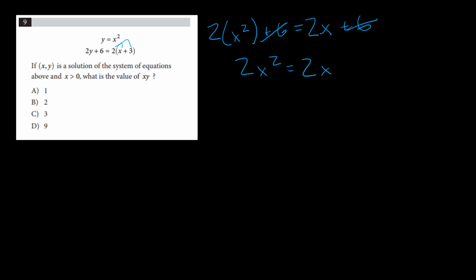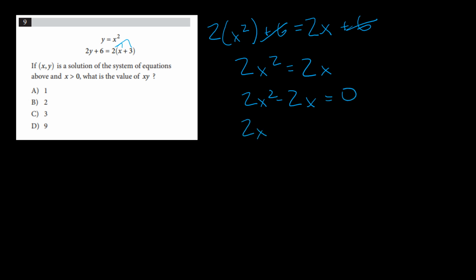Okay, well, my first step here is I'm going to substitute in y. So I'm going to say 2x squared plus 6 equals 2x plus 6, just like that. My 6's on each side can cancel, so we have 2x squared equals 2x, also known as 2x squared minus 2x equals 0.